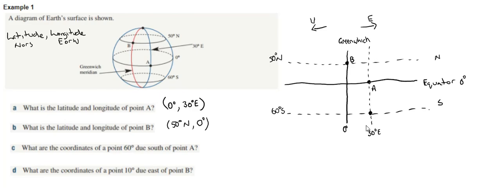What would be the coordinates of that point? Well, remember, we go, is it north or south? It's obviously south. We know it's 60 degrees south. So we're going to say it's 60 degrees south. And is it east or west? Well, it's exactly the same longitude as A. So it's 30 degrees east.